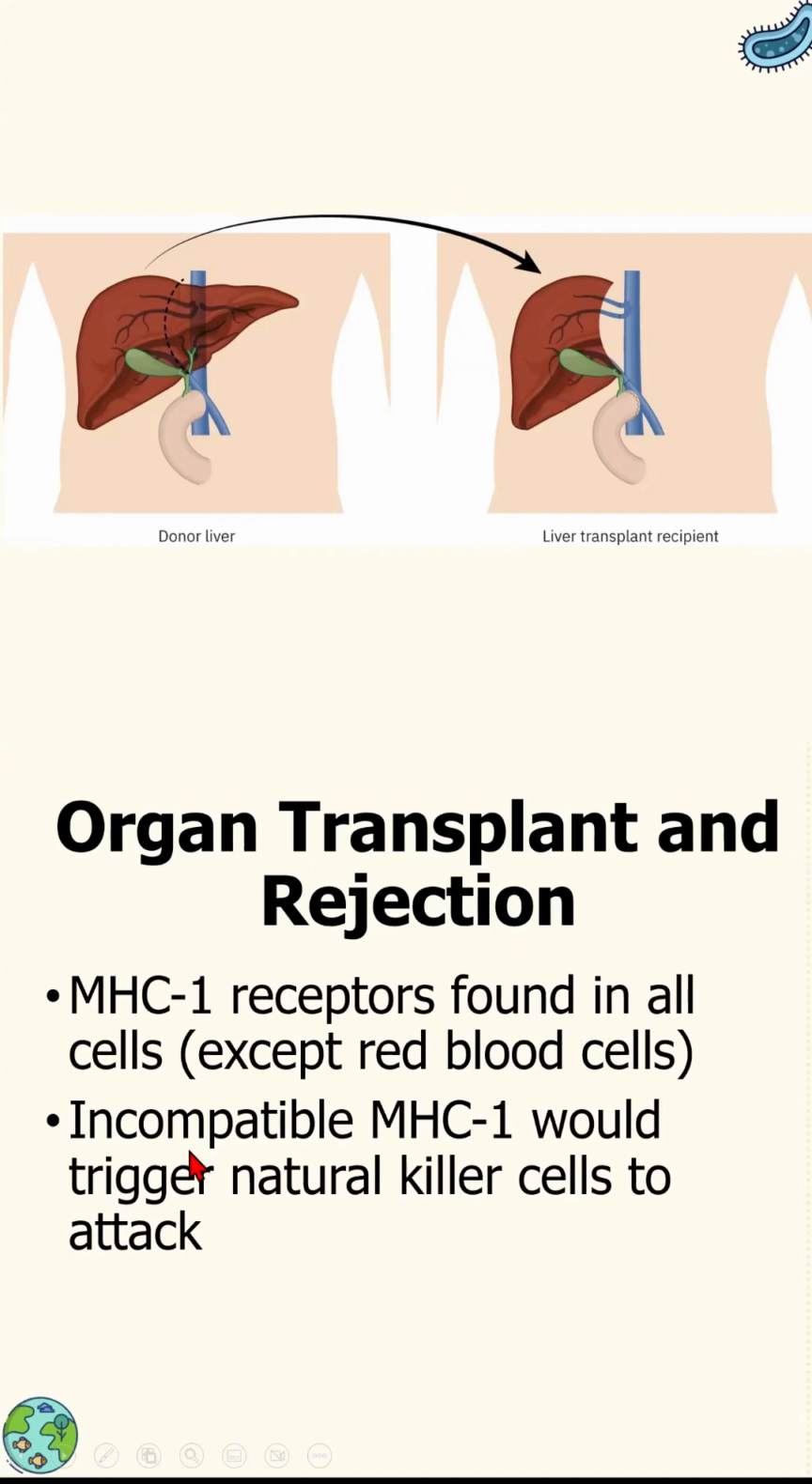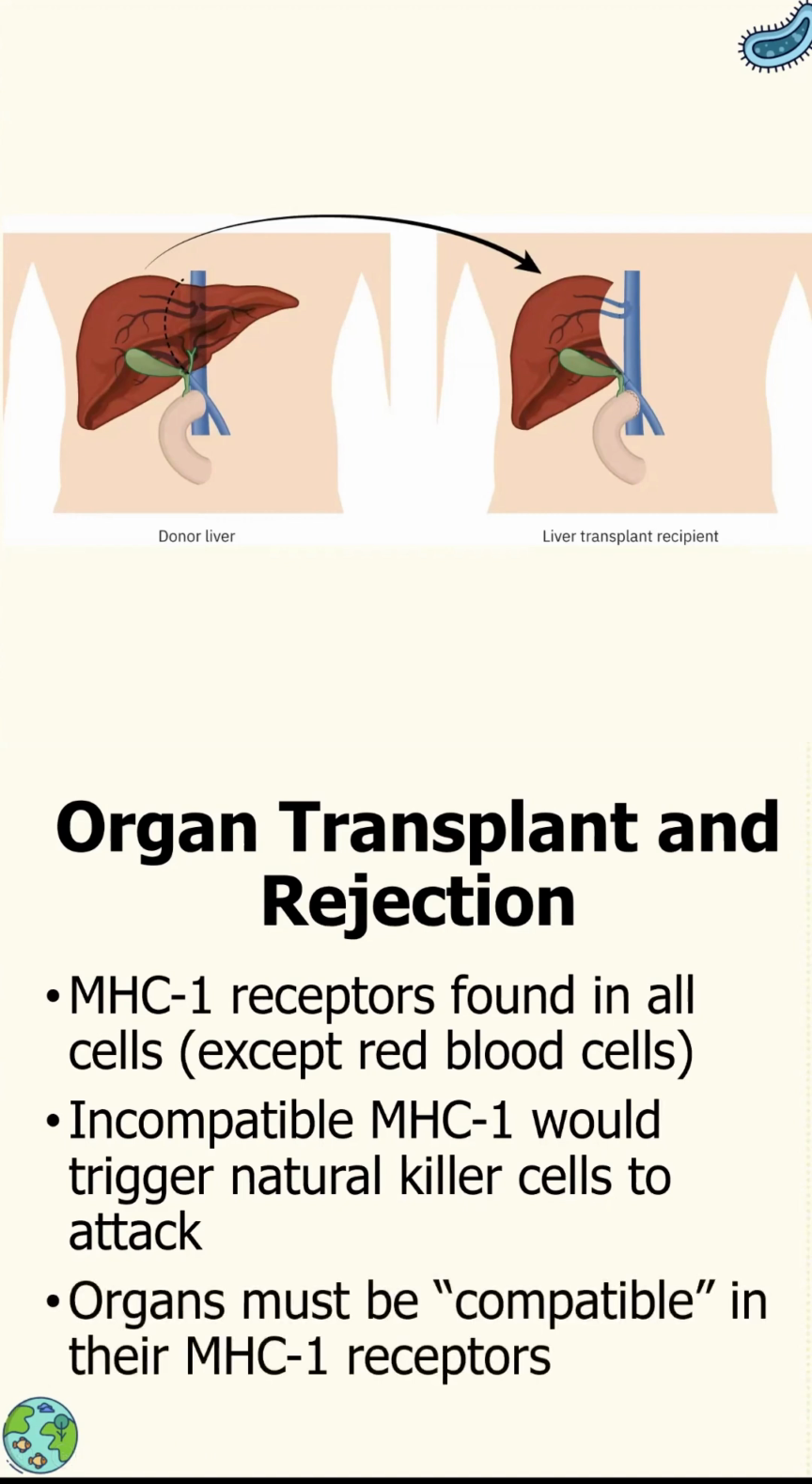By the way, natural killer cells are a type of white blood cell found in your innate immune system. So it is really important when we are doing organ transplants to make sure that the MHC1 receptors are compatible. That is why it takes so long to find compatible organs, because we are looking at these MHC1s and making sure that they are as similar to the recipient's as possible.